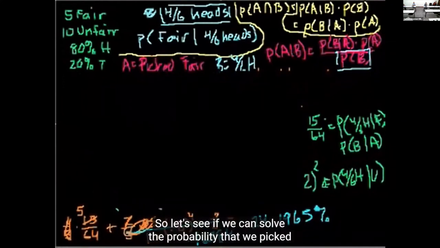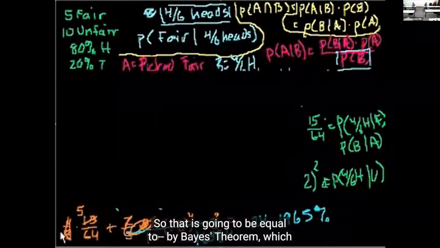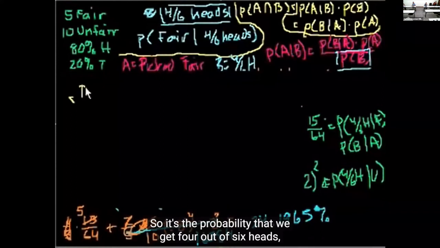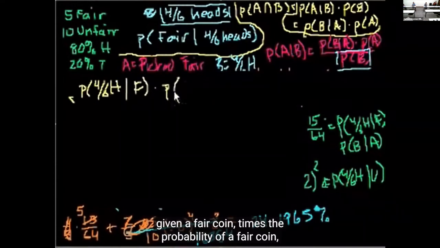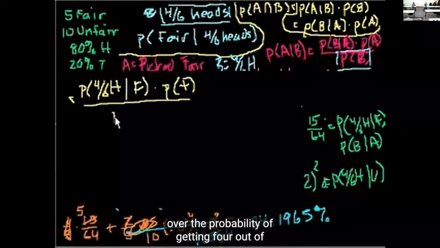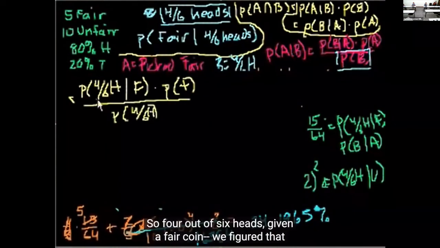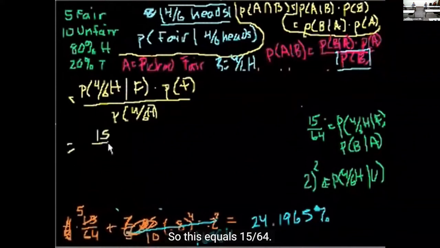Okay. So let's see if we can solve the probability that we picked a fair coin given that we got 4 out of 6 heads. So that is going to be equal to, by Bayes theorem, which should make some sense to you, the probability of B given A. So it's the probability that we get 4 out of 6 heads given a fair coin times the probability of a fair coin over the probability of getting 4 out of 6 heads either way. So 4 out of 6 heads given a fair coin, we figured that out over here. That's 15 over 64. So this equals 15 over 64.